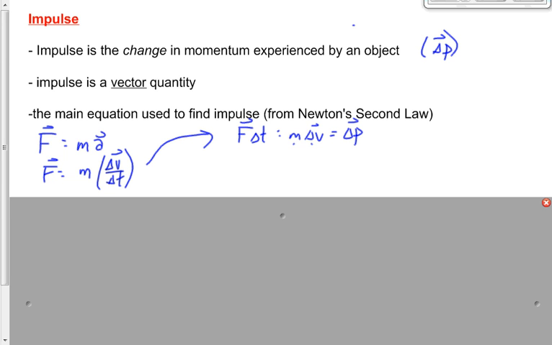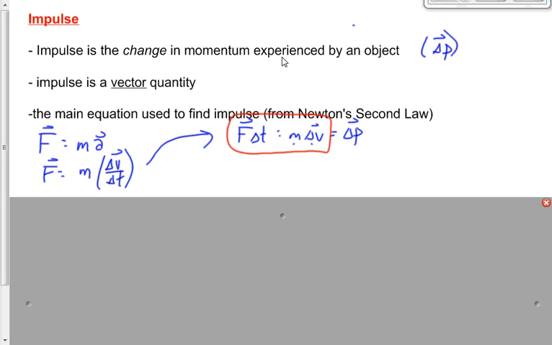Now this equation is partially on your data sheet. The red part that I have circled there is on your data sheet. The rest of it isn't, but that's okay. We know that m times delta v is equal to impulse. We just have to remember to write that down if we need it.